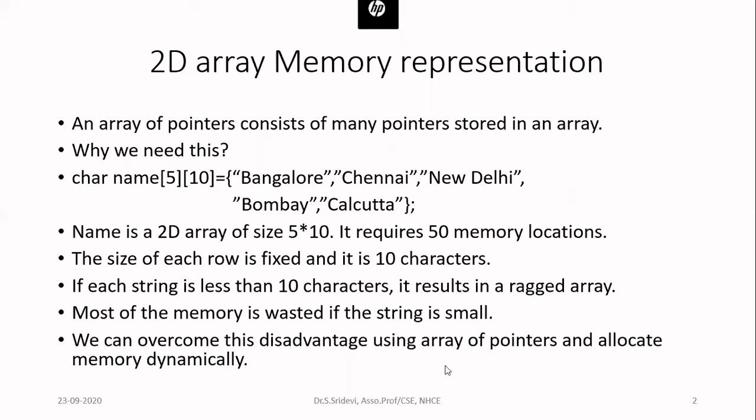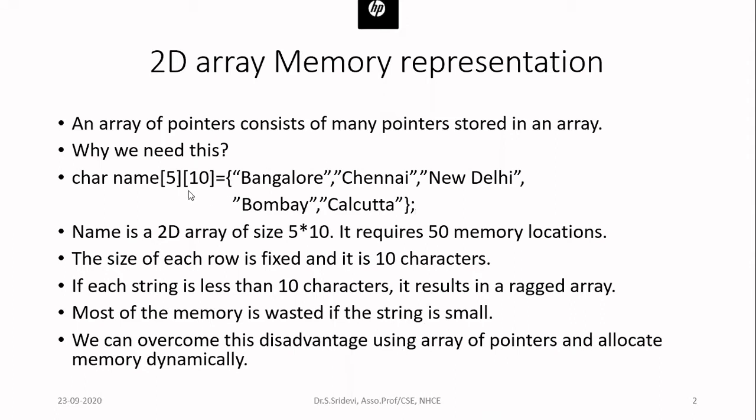So this results in a ragged array. The disadvantage of this representation is that most of the memory is wasted if your string is very small in size. So how to overcome this disadvantage? We cannot tell every student that your name should have 50 characters always. It is not at all possible. So what is the solution for this? To overcome this disadvantage, we can use the concept of dynamic memory allocation along with array of pointers. That only we are going to see now. Hope you understand why we go for this approach.